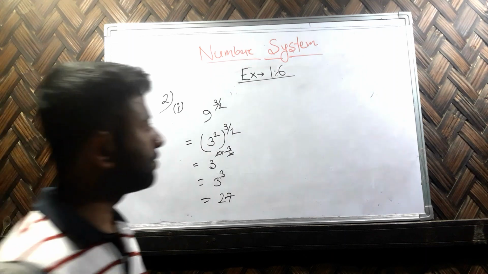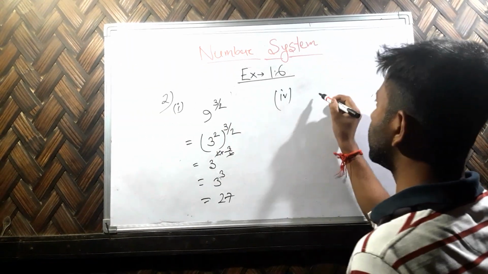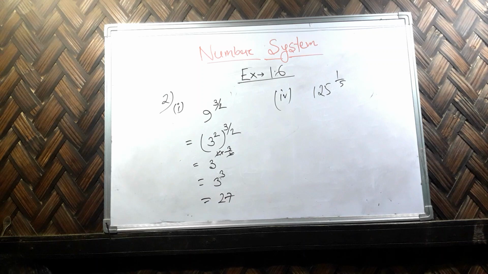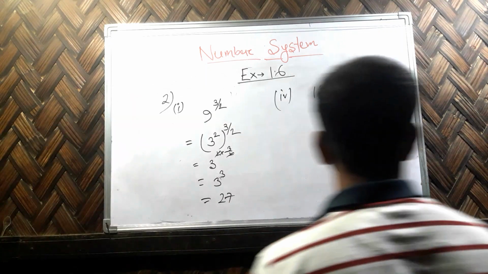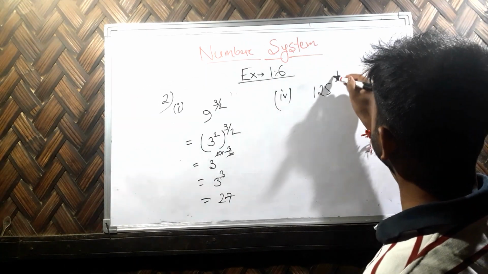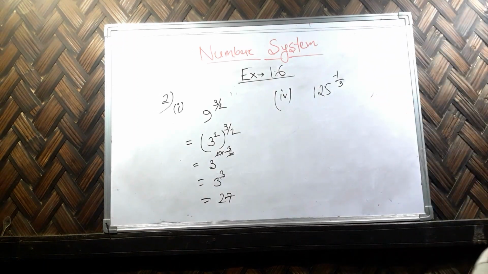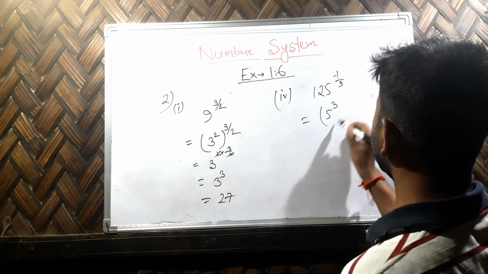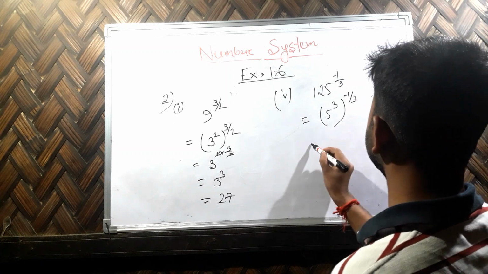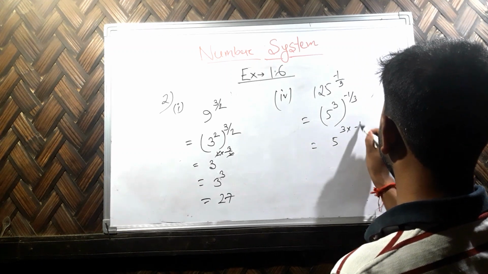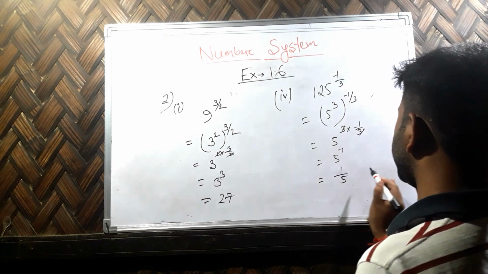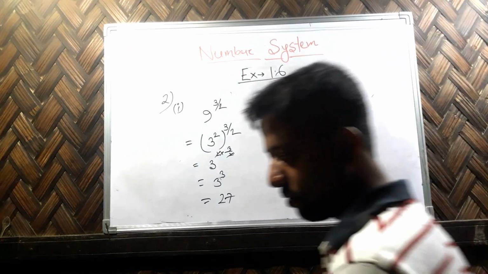I'm doing another one, that is question number 4. It is written 125 to the power minus 1 by 3. How can I write 125? I can write 5 cube, and outside this is minus 1 by 3. That means 5 into 3 into minus 1 by 3. This comes out as 5 to the power minus 1, and 5 to the power minus 1 means 1 by 5. So in this way we can simplify all these numbers.